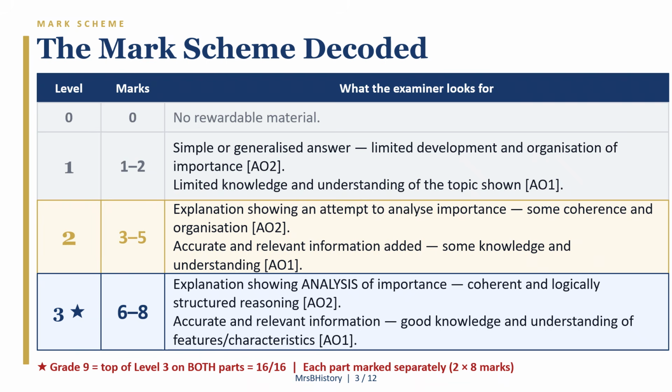To get a level 3, the examiner needs to see 3 things working together. Coherent and logically structured reasoning, that's AO2. Accurate and specific knowledge of the period, that's AO1. And a clear line of argument about why the arms race was important for the development of the Cold War. The mark scheme also reminds us that AO2 is essential. An answer with no qualities of AO2 analysis cannot get beyond a level 1, regardless of how much knowledge is included. So you must explain importance and not just demonstrate knowledge.